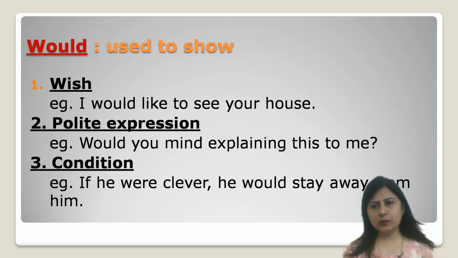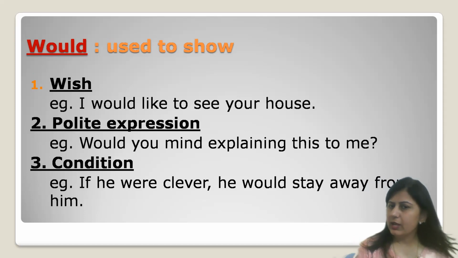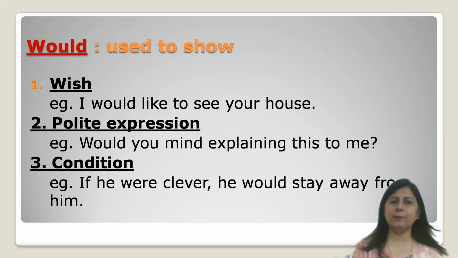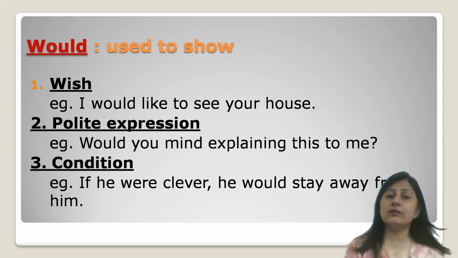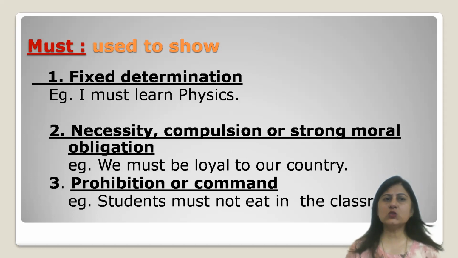Then it can also be taken as a condition. Like if he were clever, he would stay away from him. It's a condition. If he were clever, this is a condition. If he were clever, he would. Then what should be the effect of that? He would stay away from him. So would is used to show a wish or a polite expression or condition. The next one is must. Must is used to show a fixed determination.